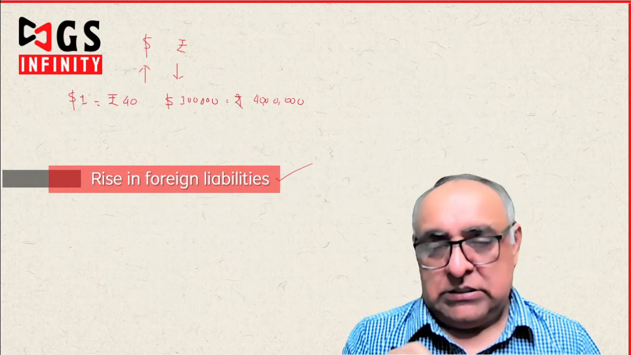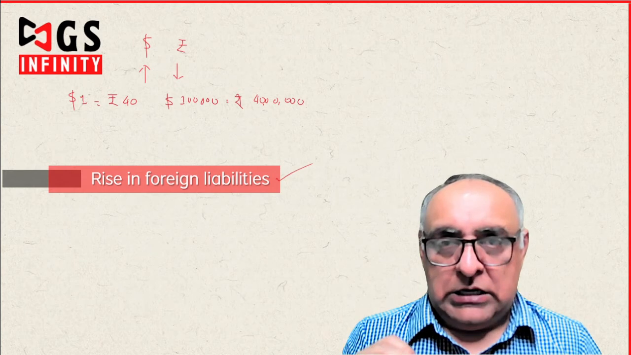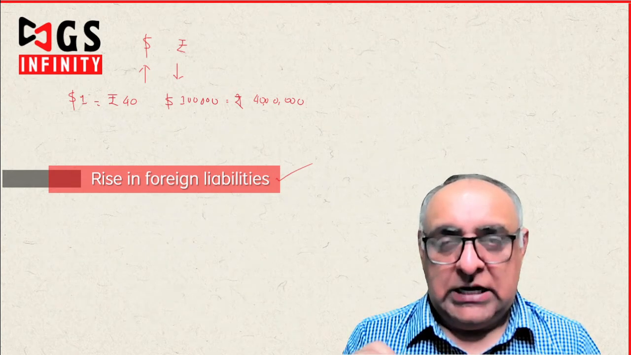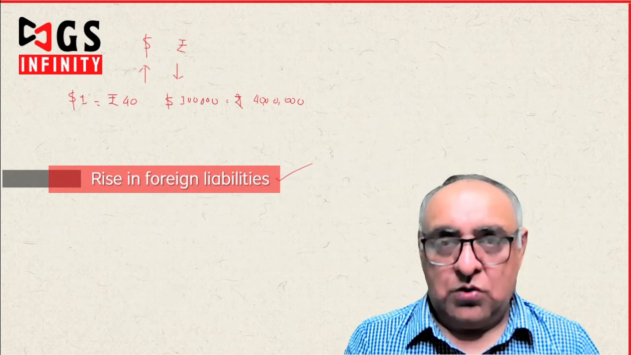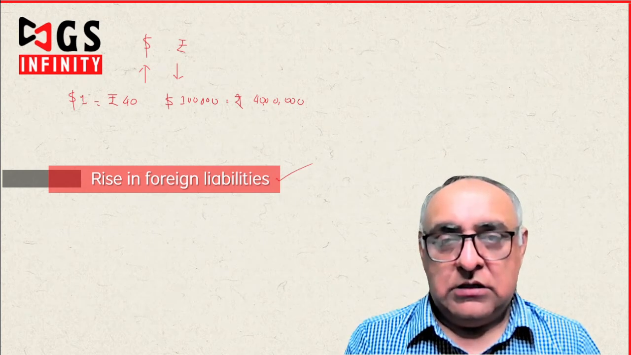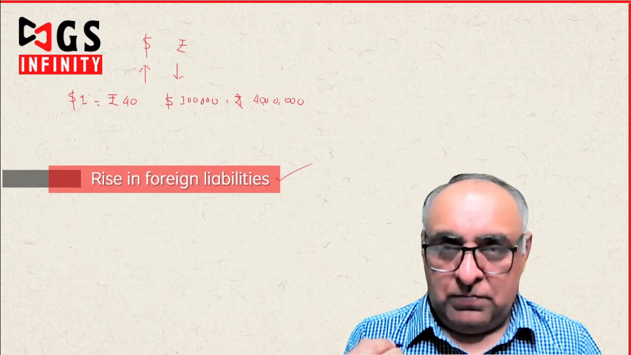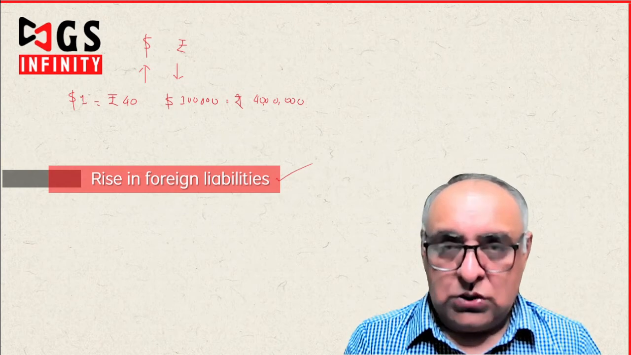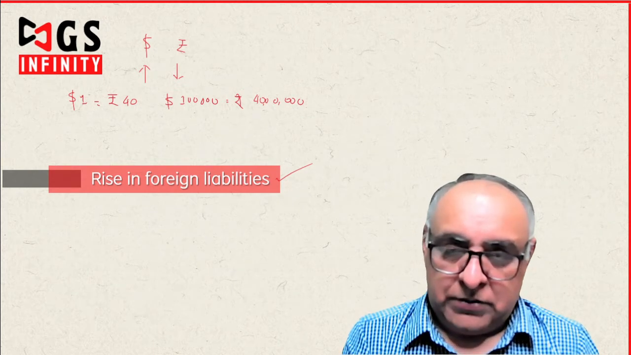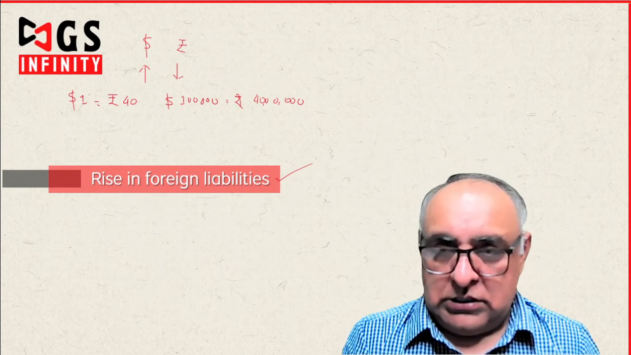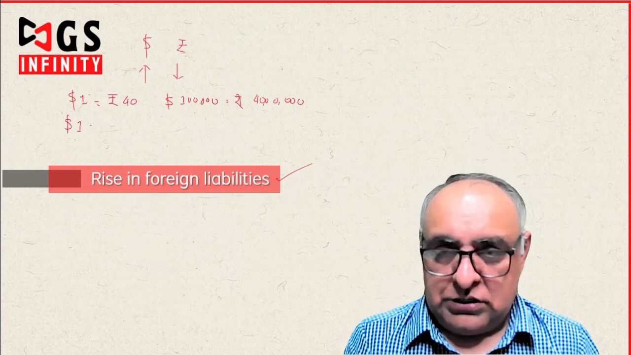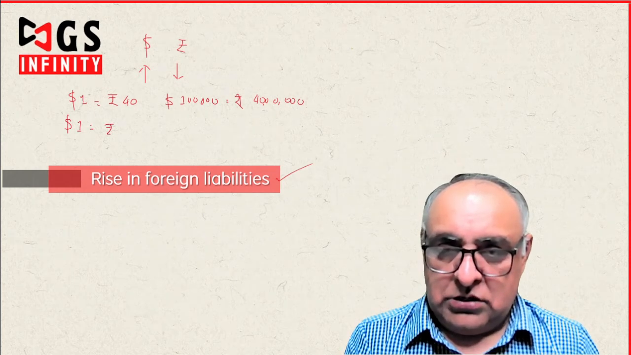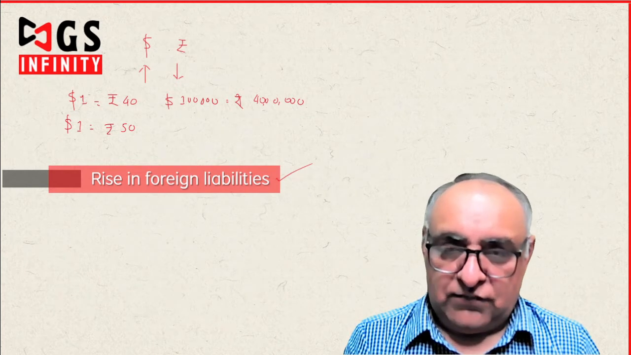So the Government of India has borrowed 40 lakh rupees in terms of Indian rupees, that is 1 lakh dollars, which it has borrowed from the international market. That is equal to 40 lakh Indian rupees. Okay. So now the dollar has appreciated, or the rupee has depreciated, and now the exchange rate is $1 equal to rupees 50.